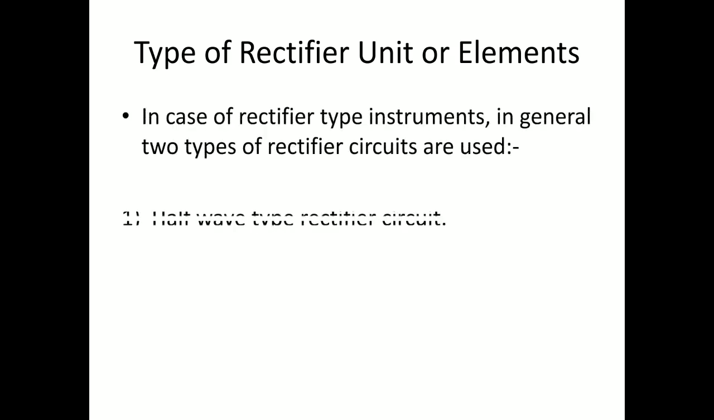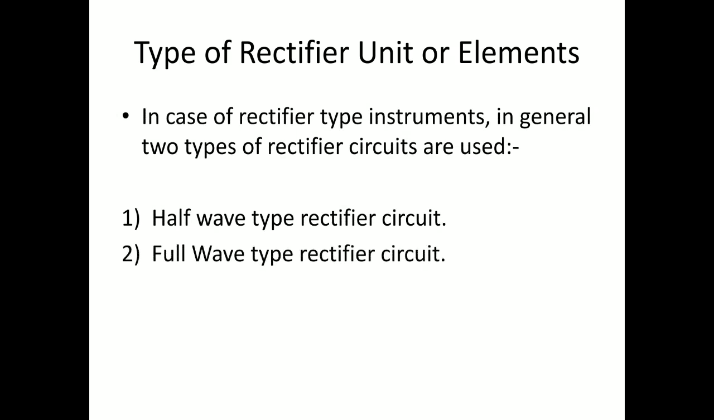Now, as I told you, if you open any rectifier type instrument, we have two basic elements, or you can say working elements, in it. First one is the rectifier element and second one is the PMMC instrument. We know in detail about the concept of PMMC type instrument. Now our main focus is the different types of rectifier elements which are commonly used in any rectifier type instrument. They are broadly classified into two main types. First one is called the half wave rectifier circuit and second one is called the full wave rectifier circuit.